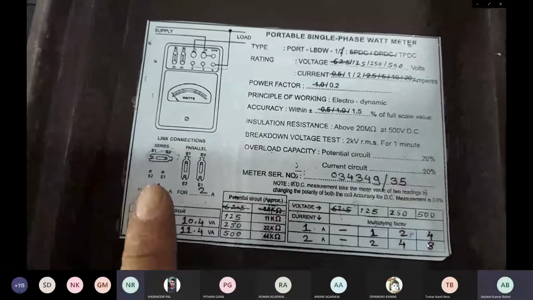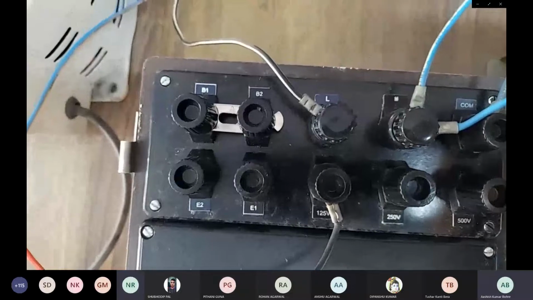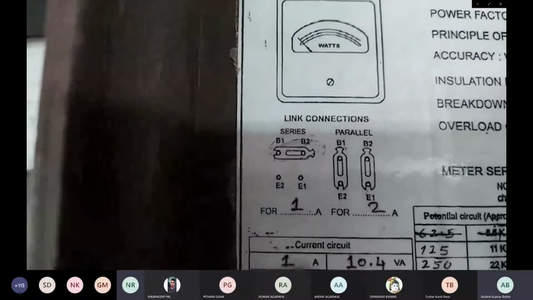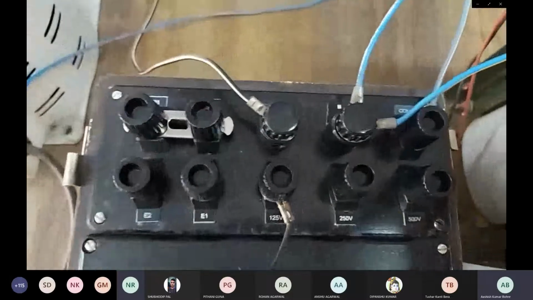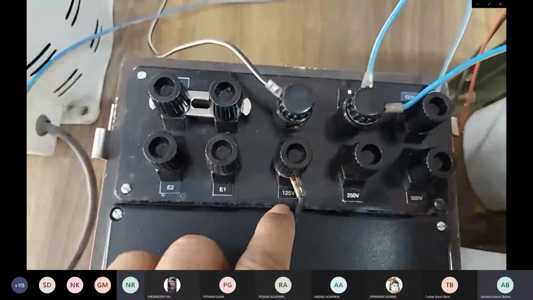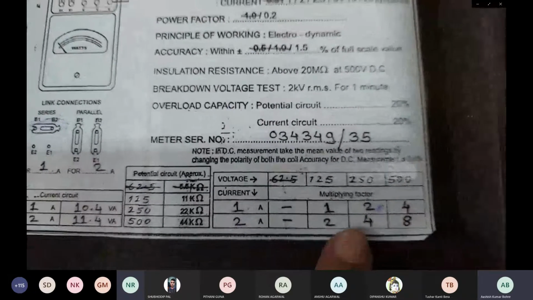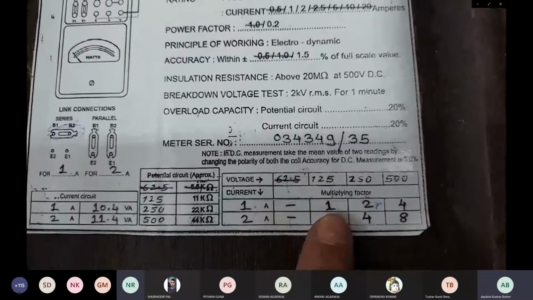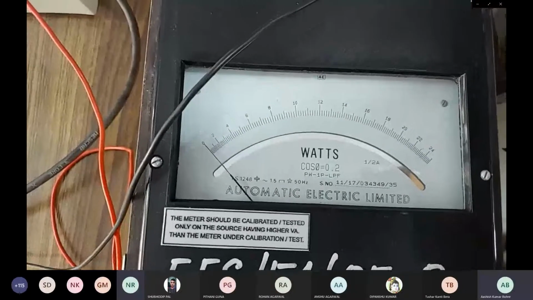Here you see B1 B2 is connected through the strip, and the current range is 1 ampere. We have connected at the 125 terminal, so 125 is the multiplying factor here. With 125 and 1 ampere, the multiplying factor is 1, so whatever it measures will be your true reading.